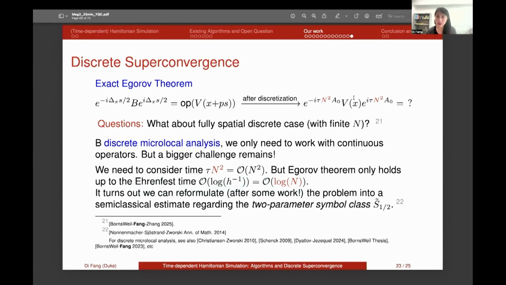However, if you look at the matrix that we need to analyze, it has n squared. So we are working with a time scale that is much longer than log n, much longer than what the Egorov theorem is supposed to hold. So this is really the main difficulty that makes our problem vastly more difficult compared to what one would naively imagine.